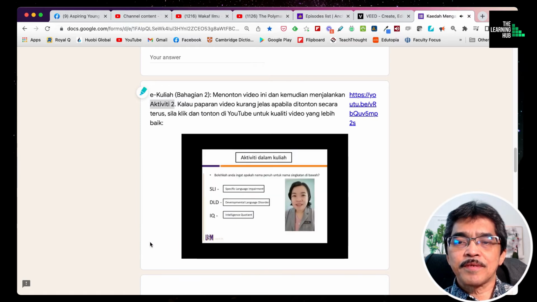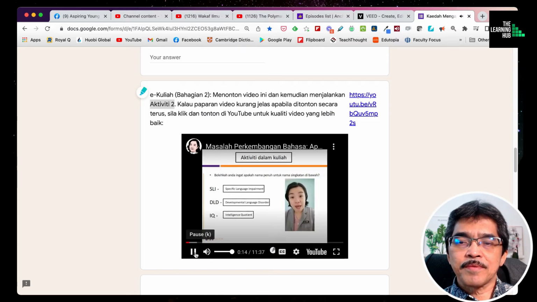Sekarang kita sambung balik pengajaran bahasa dan komunikasi untuk kanak-kanak masalah perkembangan bahasa.